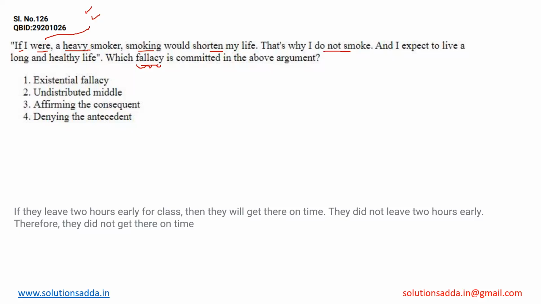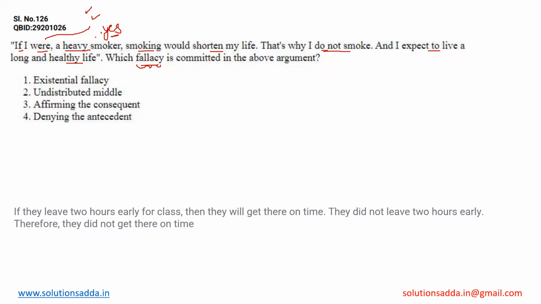Did you observe that there is a contradiction between these two sentences? One is saying that if I were, there is a possibility, a chance that this person might be a smoker. And now suddenly he's saying that I do not smoke. So these two sentences are opposite of each other, and then "I expect to live a long and healthy life." Again, there is a contradiction.